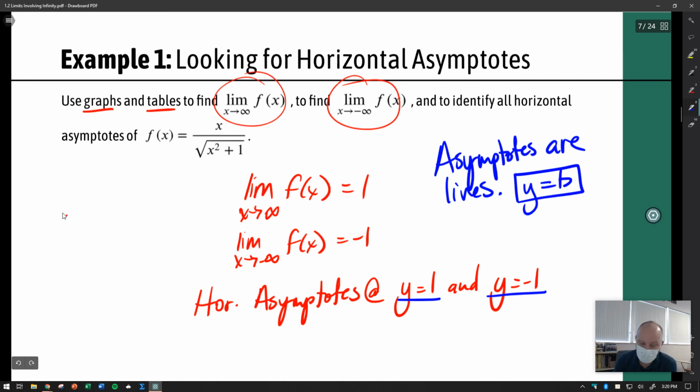Second of all, while many functions do have the same horizontal asymptote toward infinity as they do toward negative infinity, it is not necessarily true that they always do. For instance, this function here, we had different horizontal asymptotes to the left and to the right.